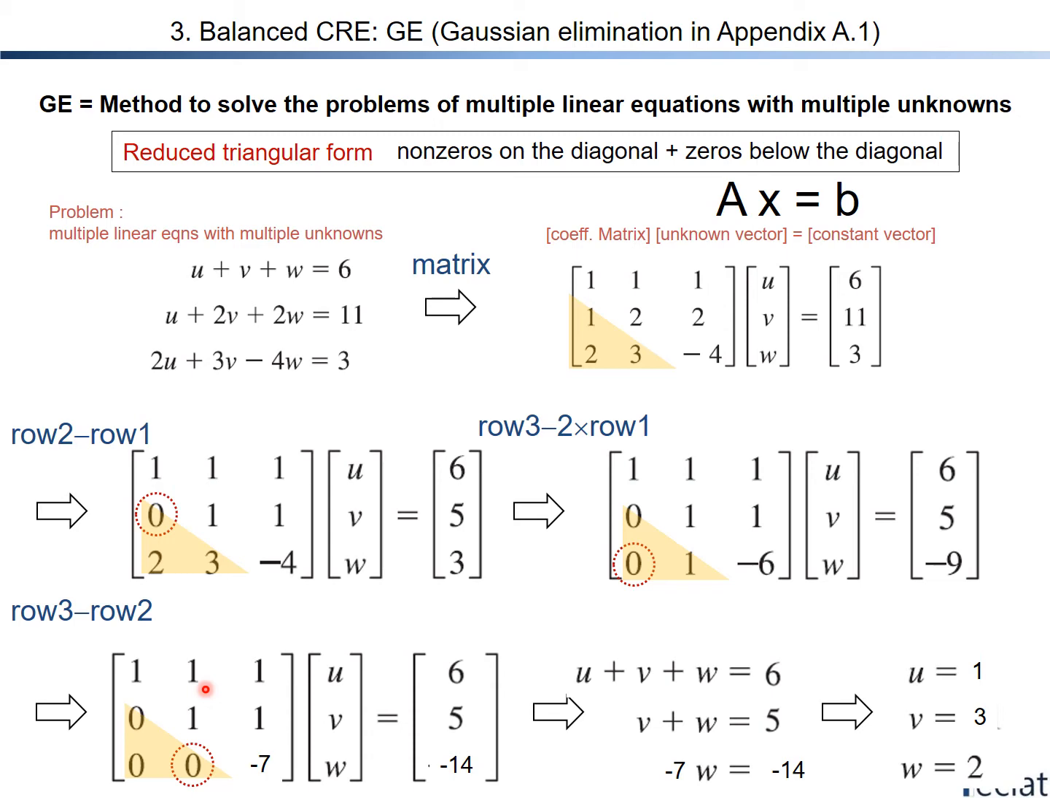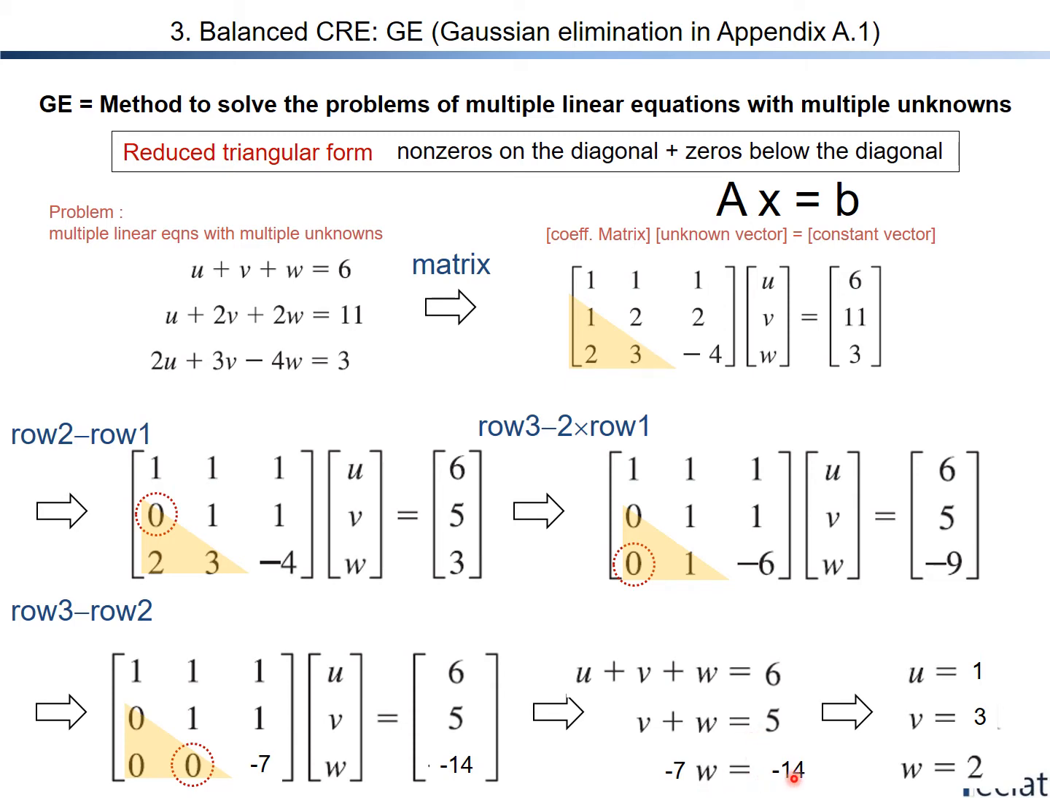So that's it. And then it's time to convert this matrix representation into the equations. So this one is 0u, 0v, minus 7w is equal to minus 14. And 0u, v plus w is going to 5. And u plus v plus w is going to 6. Then you can easily calculate and obtain the unknowns.